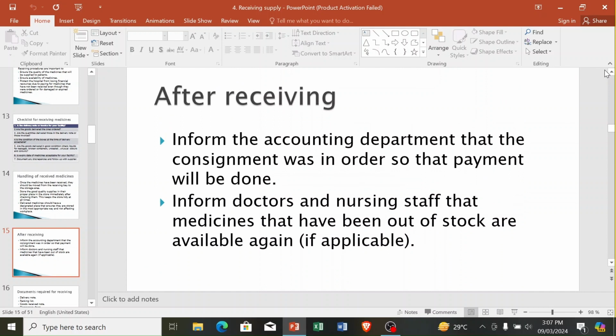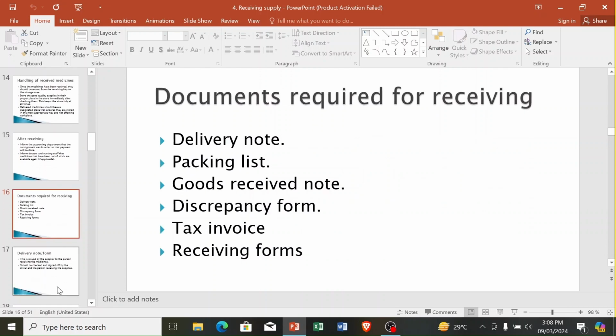And then after you have received, inform the accounting department that the consignment was in order so that payment will be done. Inform doctors and nurses and the staff that medicines that have been out of stock are available again. If applicable, in case we had days out of stock, we have to inform them that we have received a consignment, and it caters even for the medicines that were out of stock.